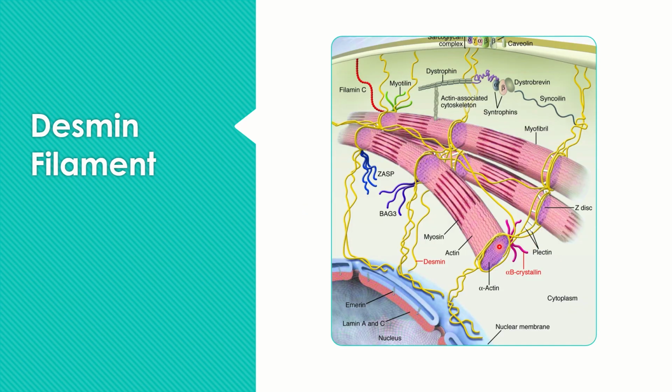You can look in this image. These are the Z discs. They are attaching to the cell membrane with the help of desmin filaments. Okay, and here is the contractile apparatus.